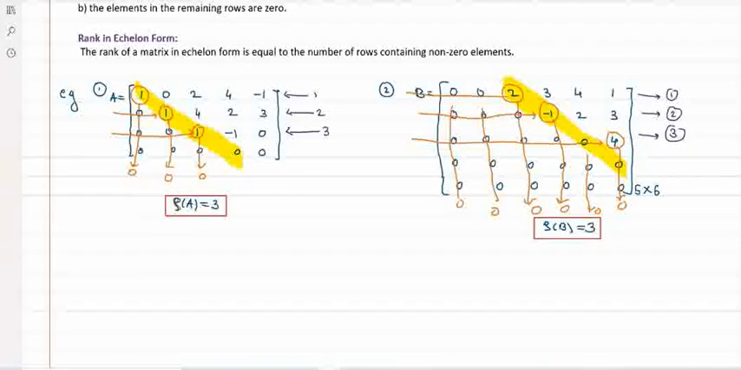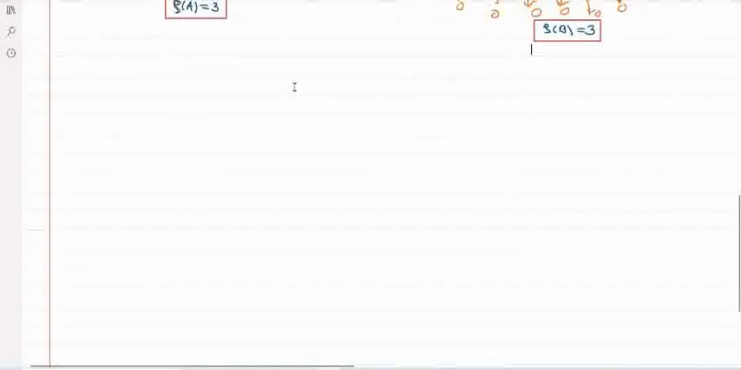Reply, yes or no? Yes, sir. I will continue with the example, you will get a more clear idea. Yes, fine, thank you. So take down a question.